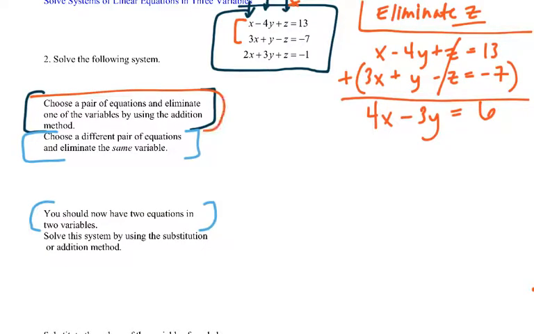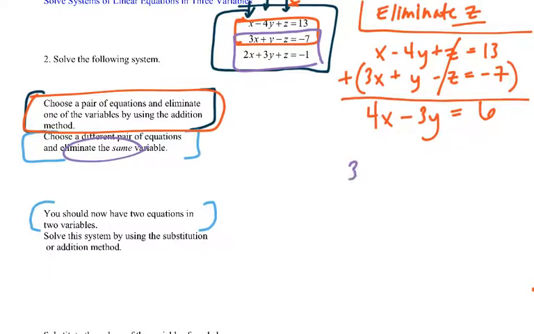We chose a pair of the two equations, these right here, and we eliminated z. Now we need to select another pair. So we used equation 1 and 2 here. So I either need to use 1 and 3 or 2 and 3. So I need to use a separate pair and eliminate the same variable. Okay, so I'm going to do these two equations. Eliminate z again.